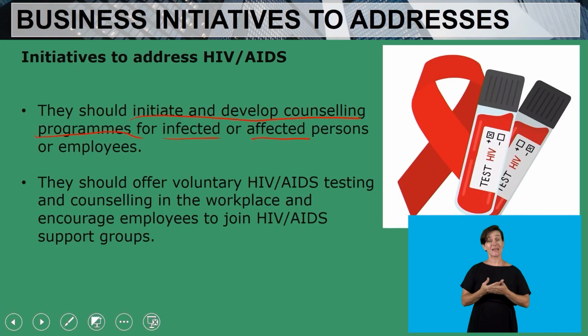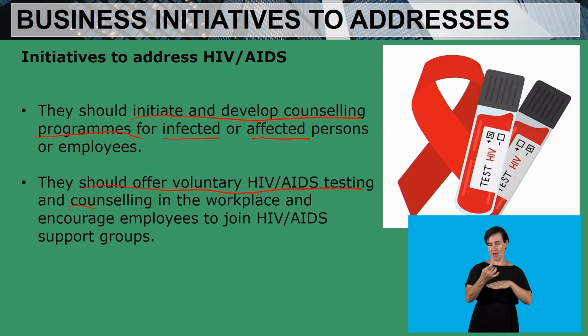They should offer voluntary HIV testing and counseling in the workplace, and encourage employees to join HIV or AIDS support groups. Another initiative is to encourage employees to join HIV or AIDS support groups, in order for even those employees who are infected by the disease to feel that they are supported, that they are not marginalized because of the disease that they have, but they have the support of their co-workers or even the peers in the workplace. So those are the initiatives that businesses can take to address HIV or AIDS.